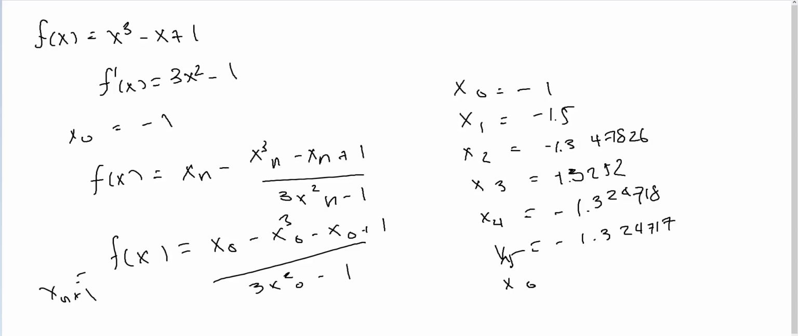And just for security, we're going to do x of 6, it's going to equal negative 1.324717. Therefore, our root is going to be x of 6, or negative 1.324717.